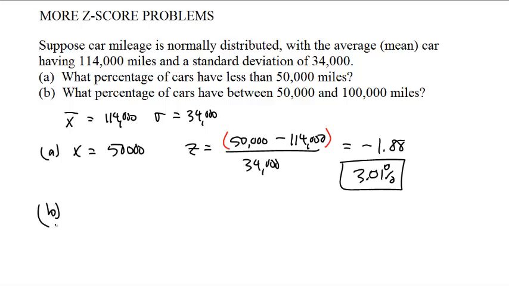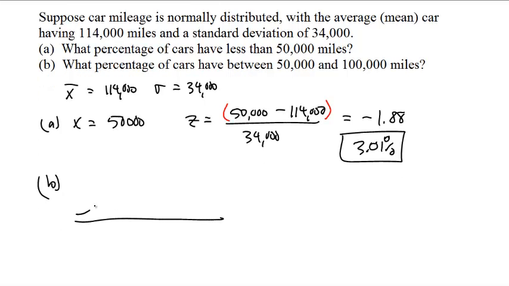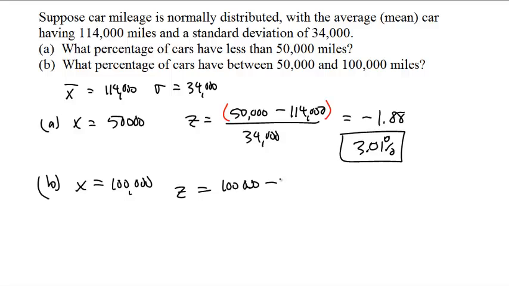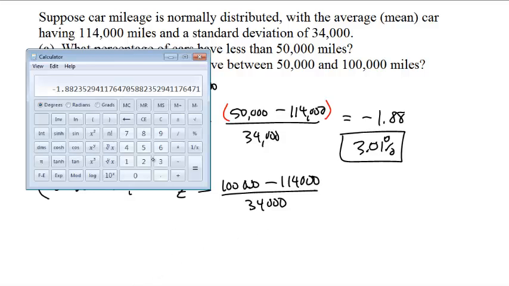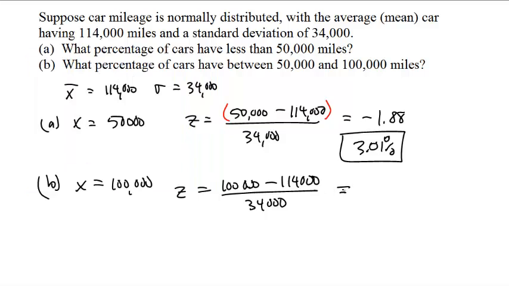B. Now it's a little bit tricky. What have we got between 50,000 and 100,000? So what we need are the z-scores here. If x is 100,000, because we've already figured it out for 50,000, the z-score corresponding to that is going to be 100,000 minus 114,000 divided by 34,000, and that is negative 0.41.